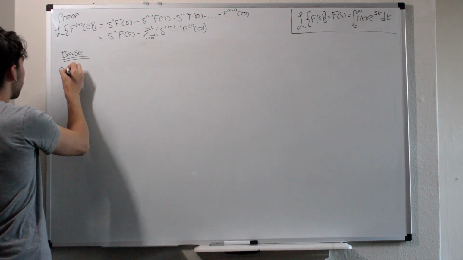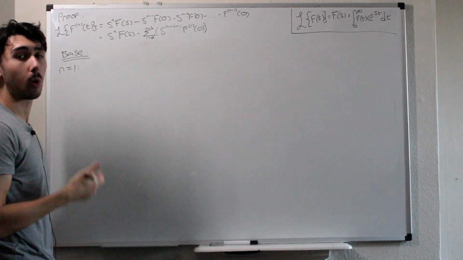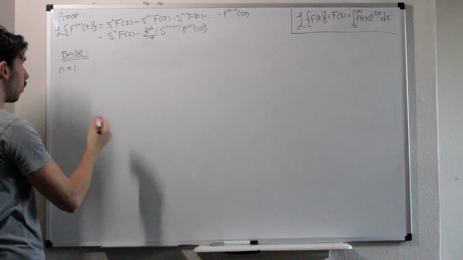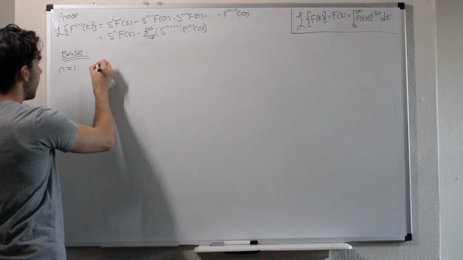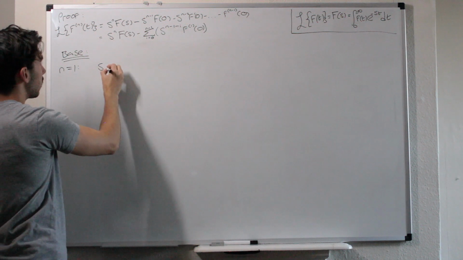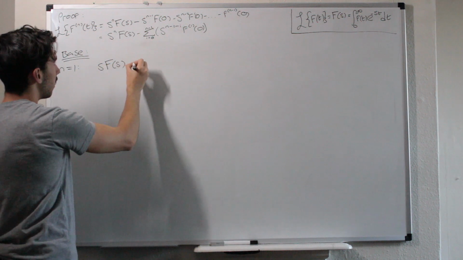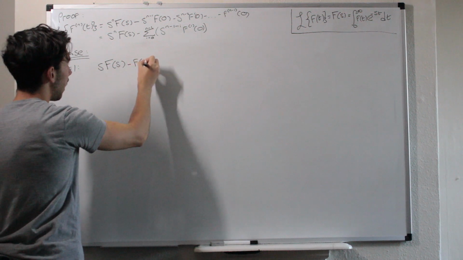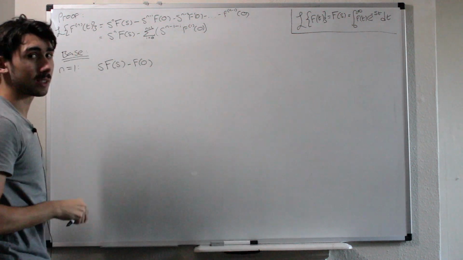So we've already said just a moment ago what the Laplace transform of the first derivative is, but according to this formula, again substituting in, it's s to the 1 times capital F of s minus lowercase f evaluated at 0, right? Now that's what this formula is saying.